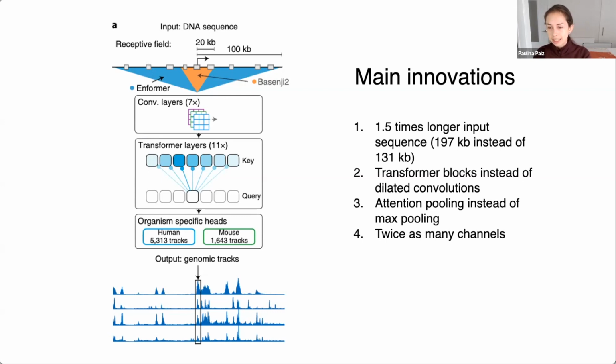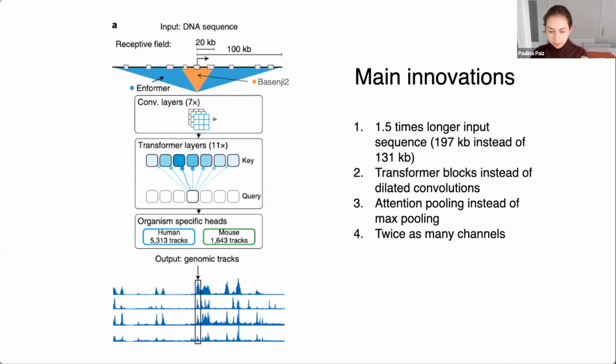The third is that attention pooling that I mentioned, and that's why I think it's so important to go through the actual math of how they came up with this function and what's the difference between that function, max pooling and average pooling. And they talk about how they initialize the weights. So that's all in the supplementary information if you're interested in looking more at it. And then 4 is that they use twice as many channels.